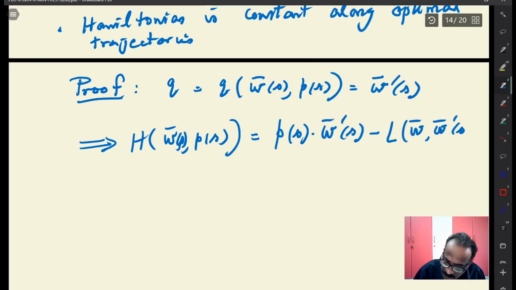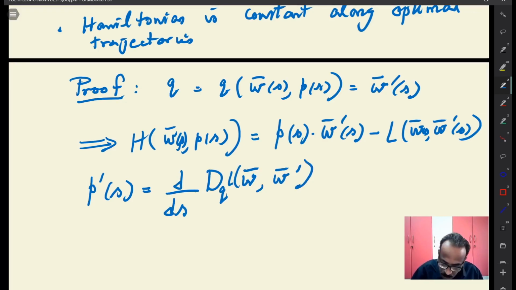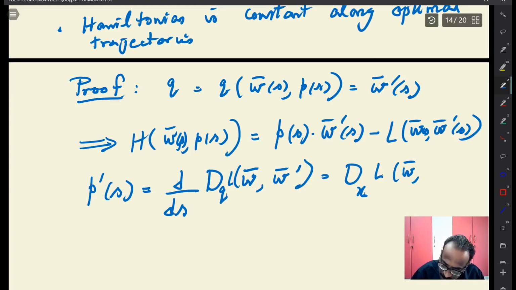Of course, S is there all the time, so I will not be writing S again. So if you define this one, you will have this definition. Therefore, P prime of S is equal to, so this immediately gives you d by ds of, by definition, dq of W bar prime. You see, that's there. But then from the Euler-Lagrange equations, this is nothing but dx. So you already have your Euler-Lagrange equation, W bar prime of S.